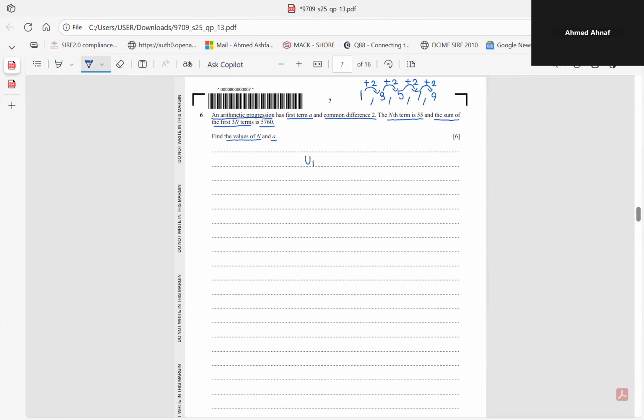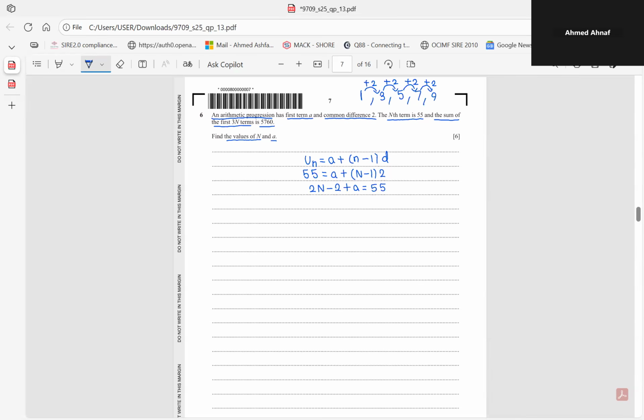So let's write this down. Un equals a plus n minus 1 times d. Okay, so in here, we are given the big nth term, which is 55, equals a plus big N minus 1 times d, which is 2. So let's simplify all this. 2n minus 2 plus a equals 55.